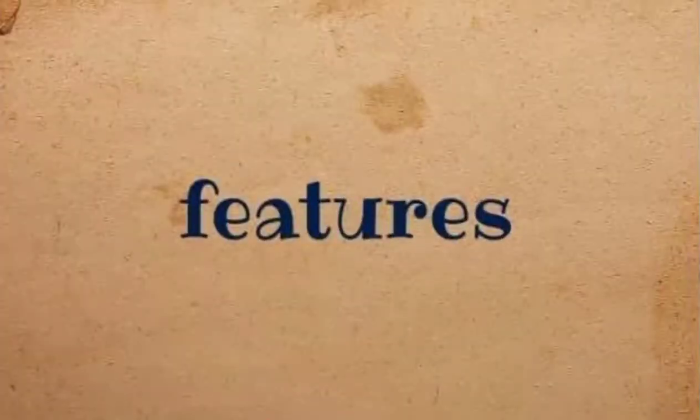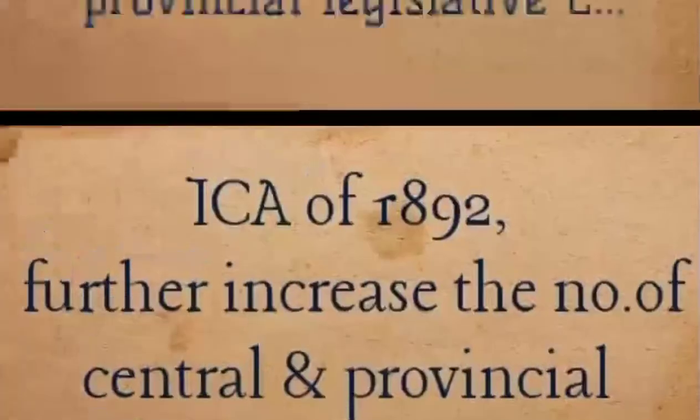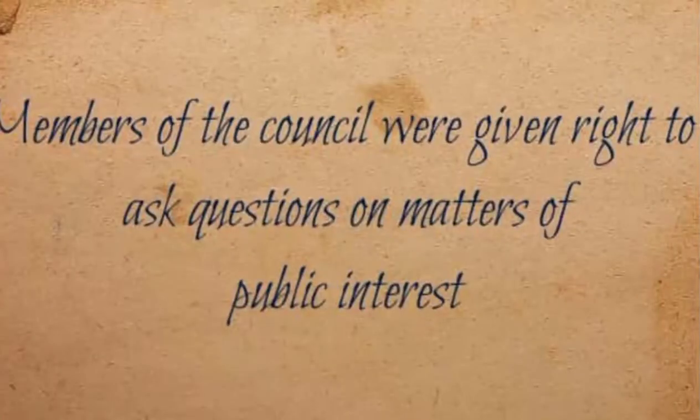The main features of the Indian Councils Act of 1892 are these. It increased the number of members of the central and provincial legislatures. Non-official members of provincial councils were to be nominated by local bodies such as municipalities and district boards. Next, the members of the council were given the right to ask questions on matters of public interest also. These are the main provisions under the Indian Councils Act of 1892.